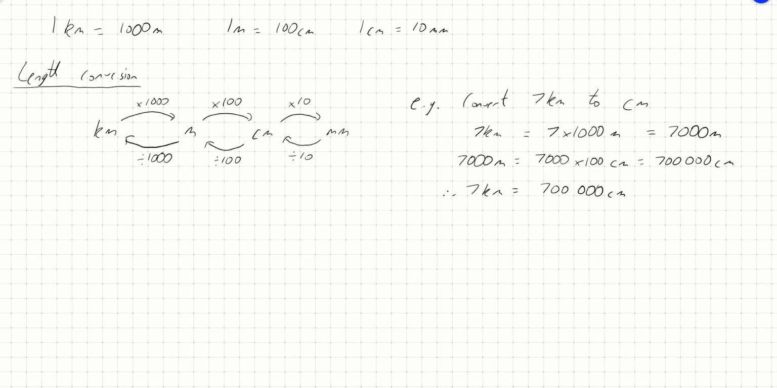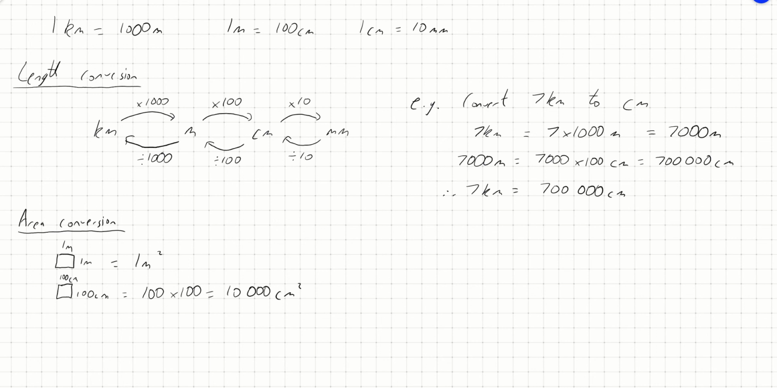Okay, so that's length. Most people are quite good with length. Area is a little bit trickier. And the difficulty with area is, if we notice that, let's say we have a 1 meter by 1 meter square. This is 1 meter and this is 1 meter. So 1 meter by 1 meter is 1 meter squared. Well, because a meter is 100 centimeters, that's the same as 100 centimeters by 100 centimeters. So what's the area of 100 centimeters by 100 centimeters? That's 100 times 100, which is 10,000 centimeters squared.